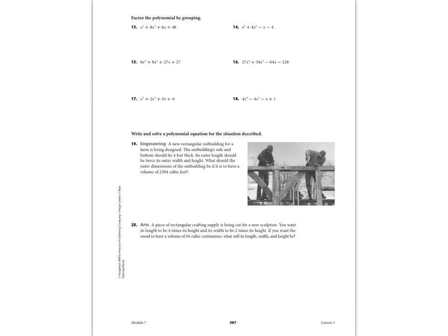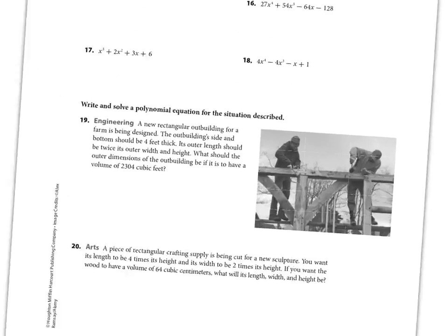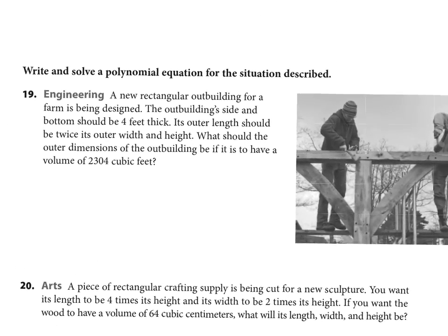All right, so question number 19. A new rectangular outbuilding for a farm is being designed. The outbuilding side and bottom should be 4 feet thick. Its outer length should be twice its outer width and height. What should the outer dimensions of the building be if it is to have a volume of 2,304 cubic feet?